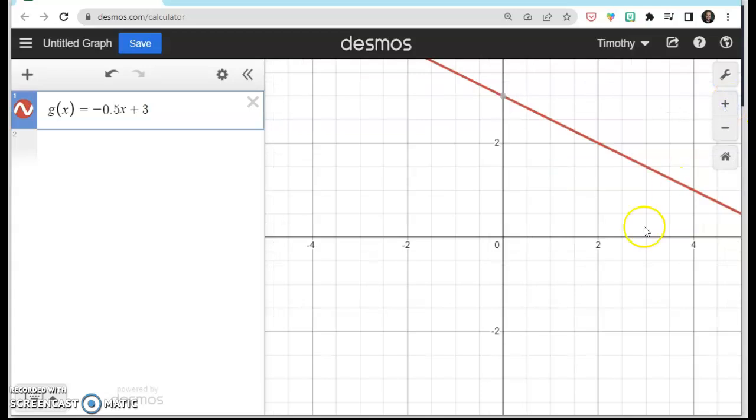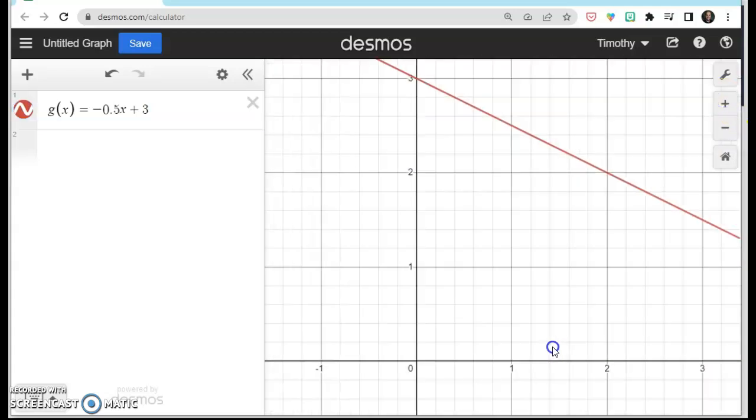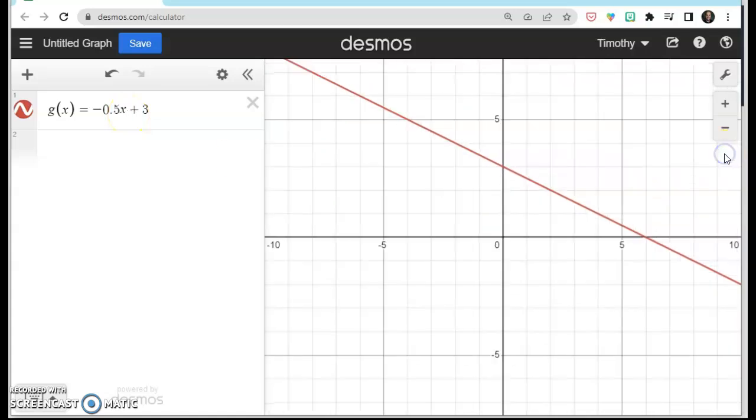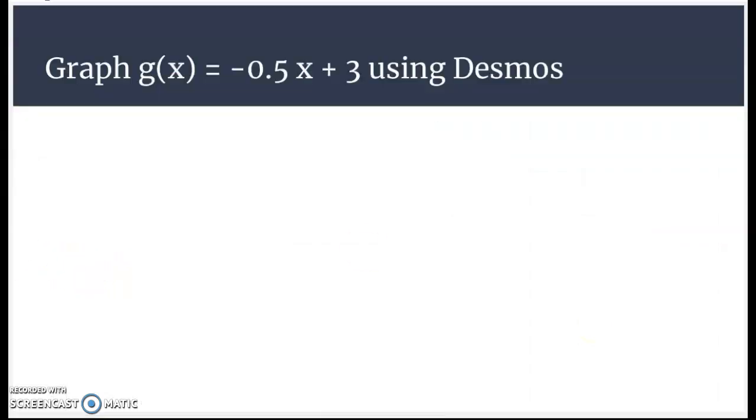We'll zoom in to see exact values here. So it is crossing at 3 on the y-axis. Notice the slope goes to go from one point to the next. We go down 1 and right to negative 1/2. This is how the graph looks using Desmos. Let's look at another one here.